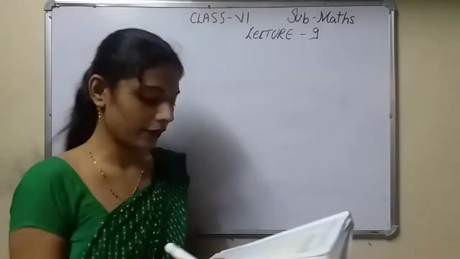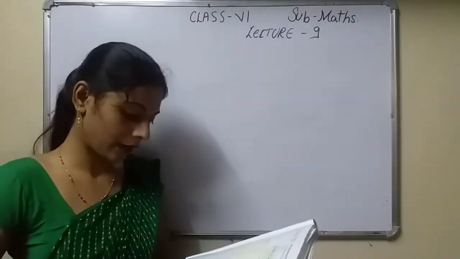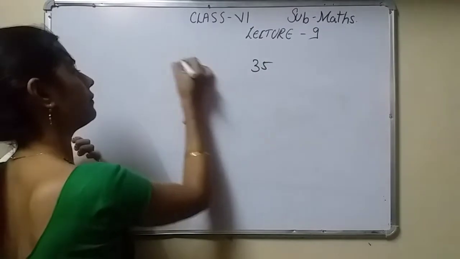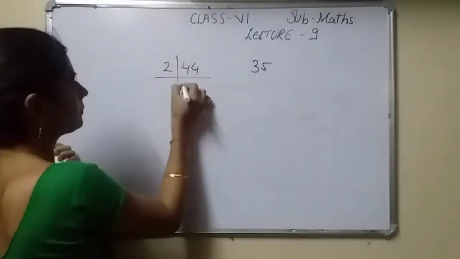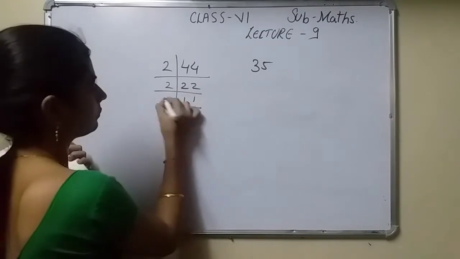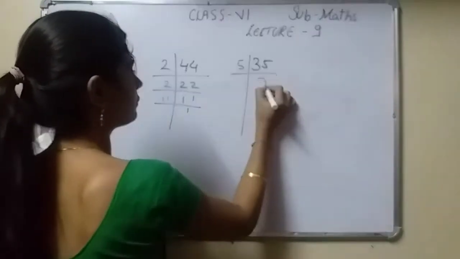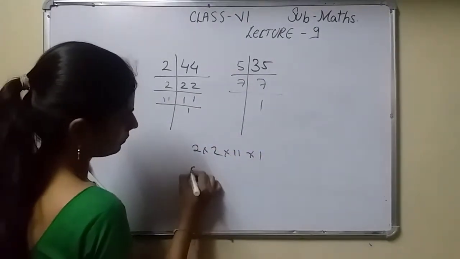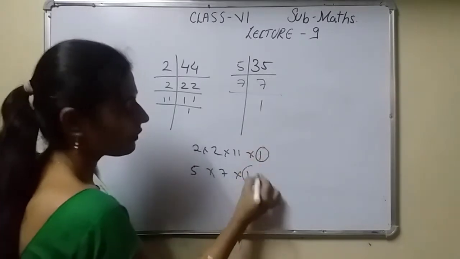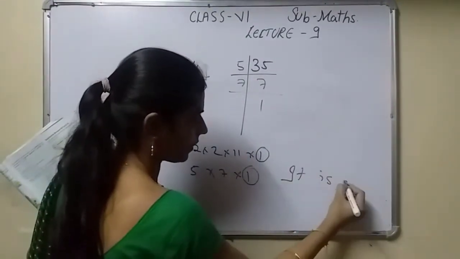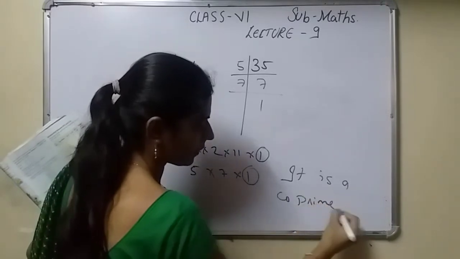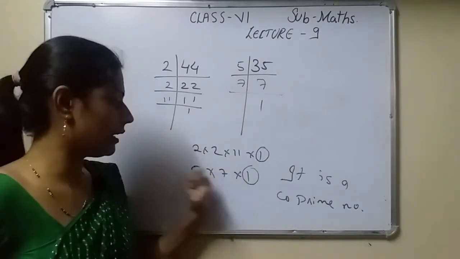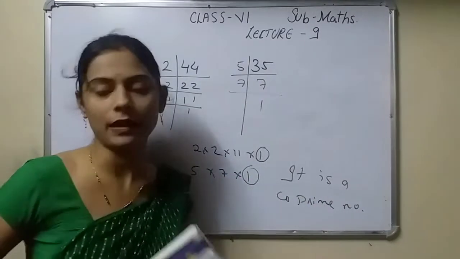Now find the HCF and LCM of 44 and 35. Only 1 is common here, so it is a co-prime number. See, no other number is common here. 2, 5, 11, 7, only 1 is common, so it is a co-prime number.